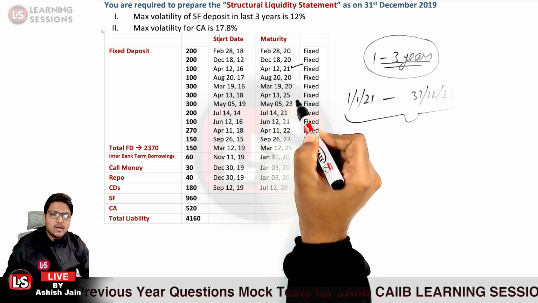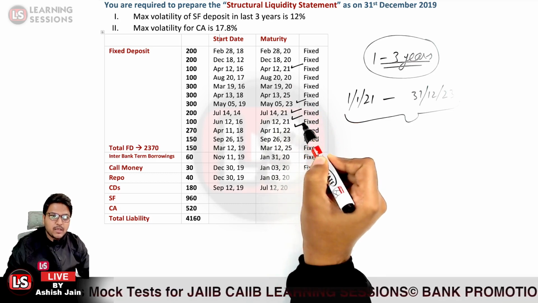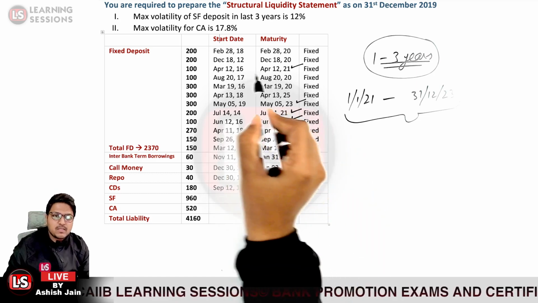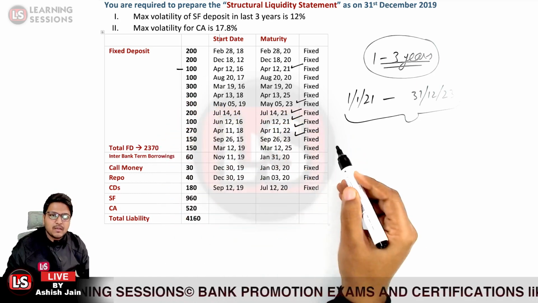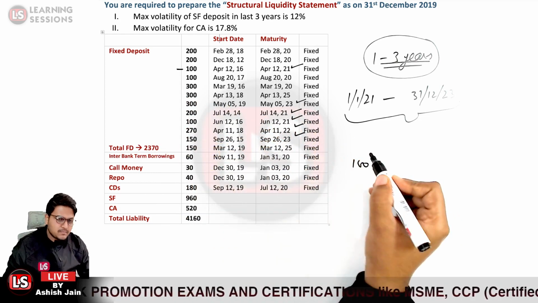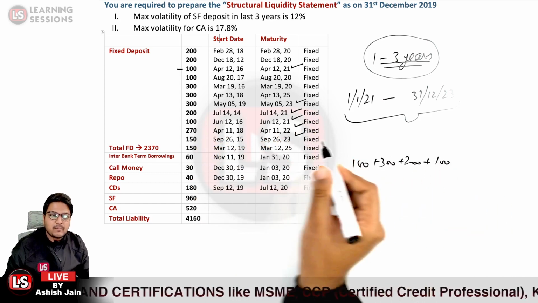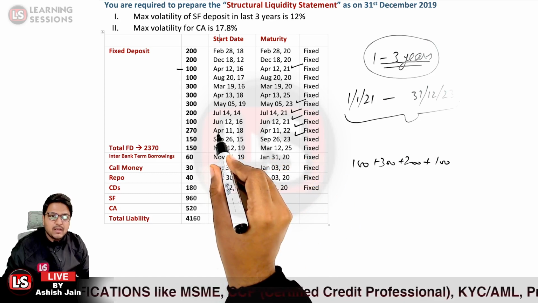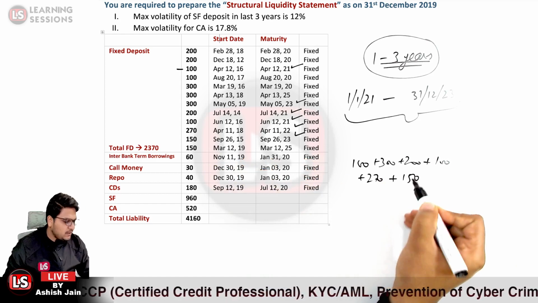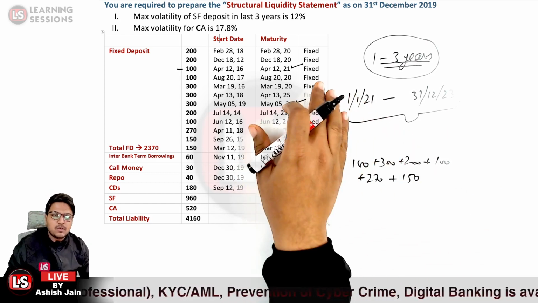And also those maturing in 2021, 2022 and further 23 will be considered. So all these will be considered over there. So what is the amount related to this? It is 100 plus 300 plus 200 plus 100 plus 270 and 150. So that will be the amount that will be adding up over there. If I am not wrong, kindly please cross check.